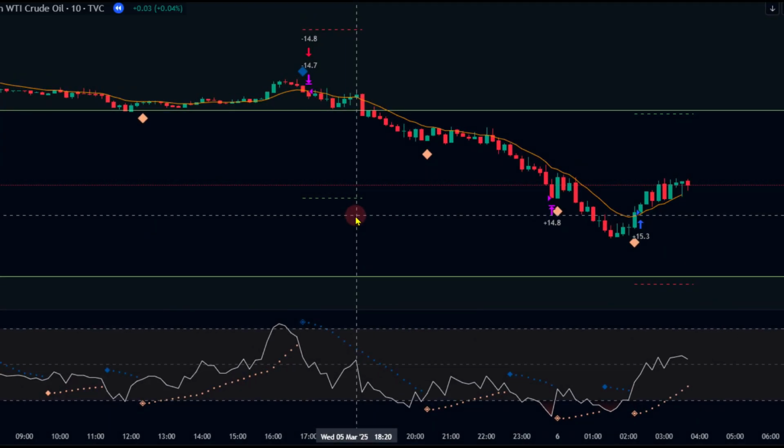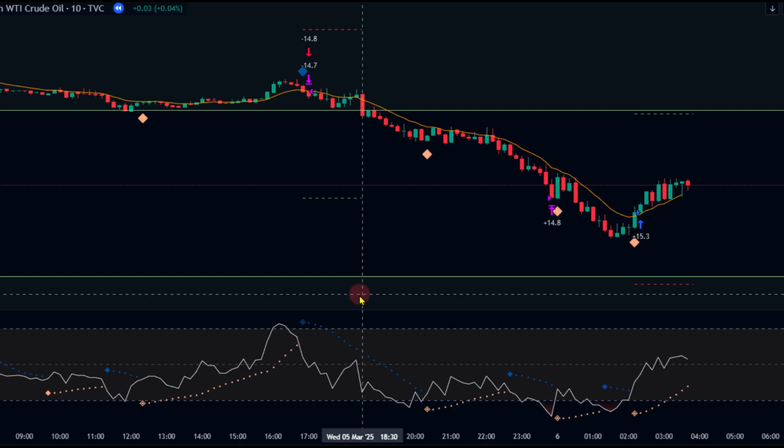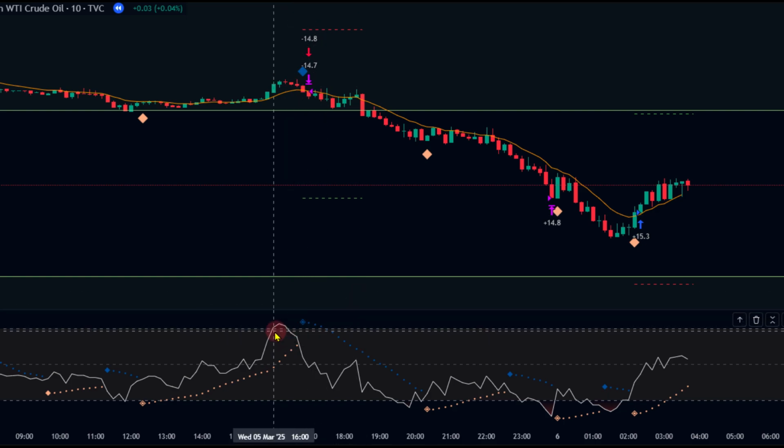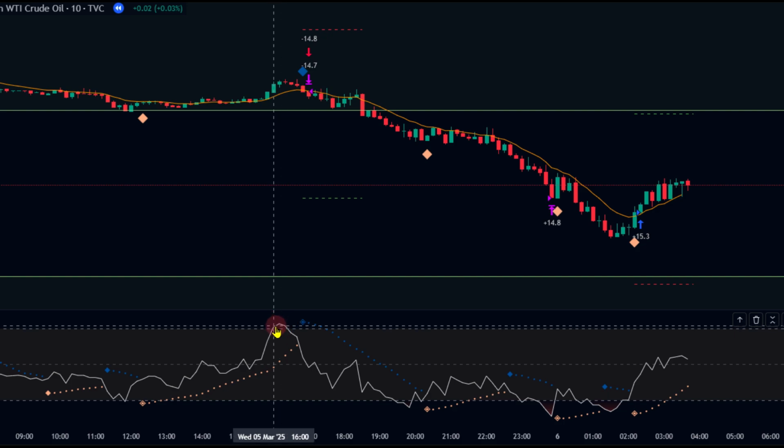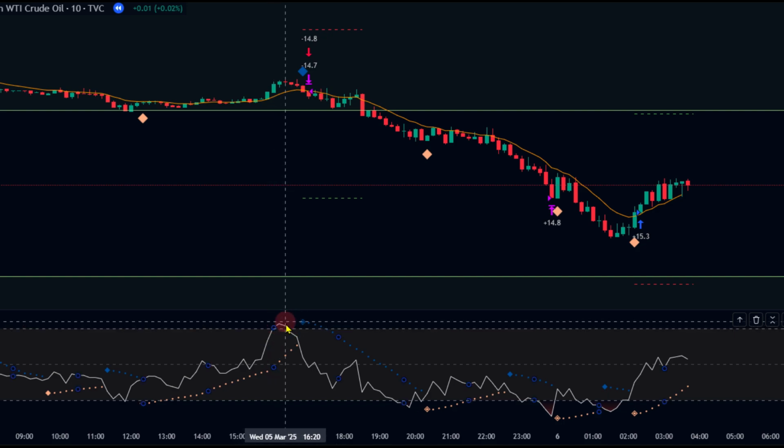Next, let's go over the conditions for short entries, also explained in 3 steps. Short entry. Step 1. RSI rises above 70. First, check if the RSI has climbed above the 70 level. This signals an overbought condition, which often precedes a downward reversal.